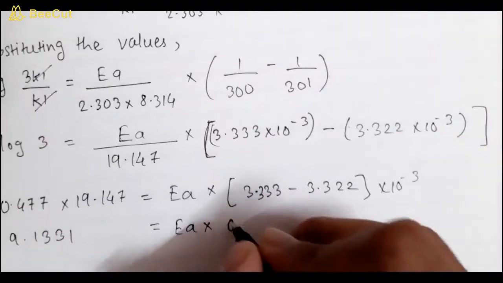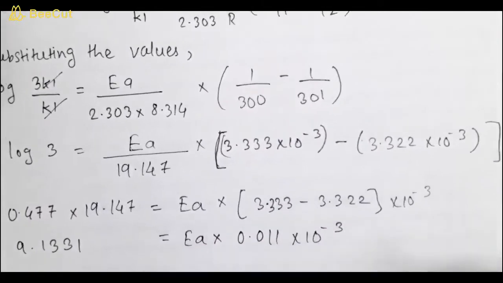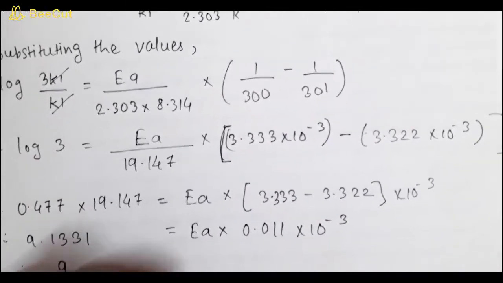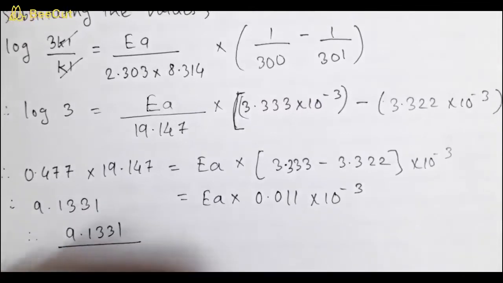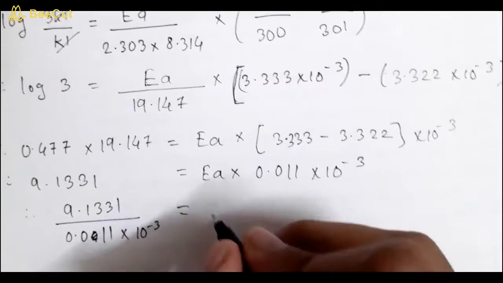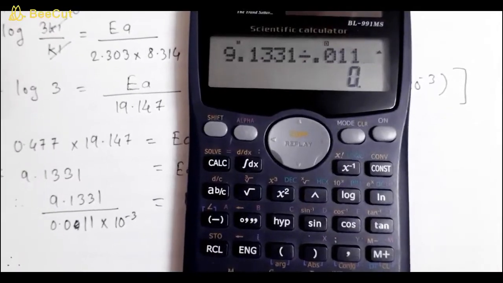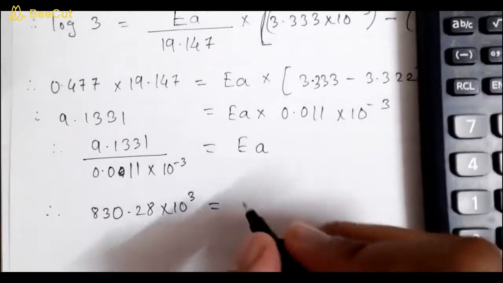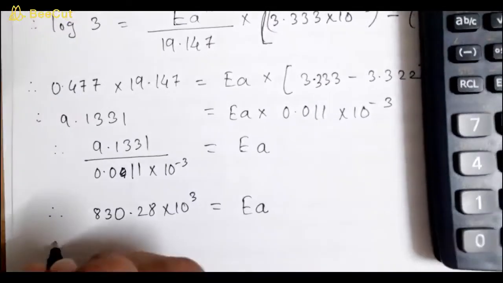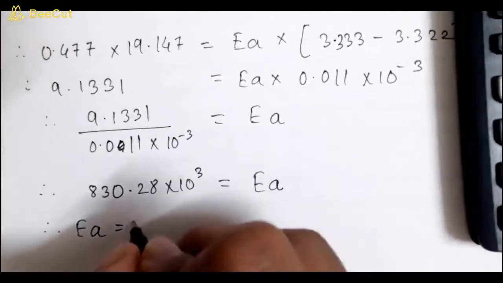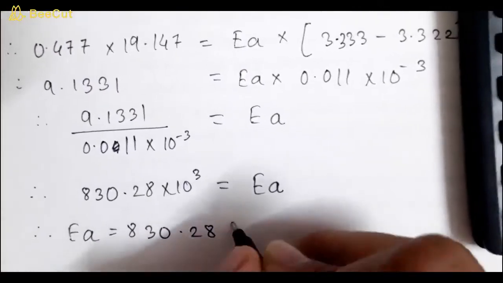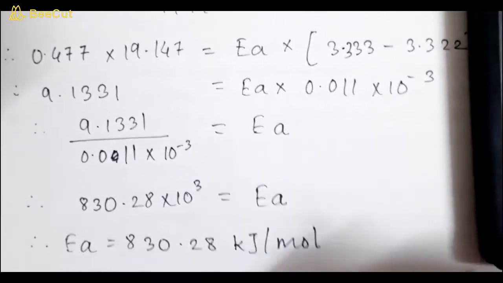Simplifying the equation, we get 9.1331 upon 0.011 into 10 to the power minus 3 is equal to activation energy. Further simplifying, we get 830.28 into 10 to the power 3 is equal to activation energy. Therefore, the required activation energy is 830.28 kilojoule per mole.